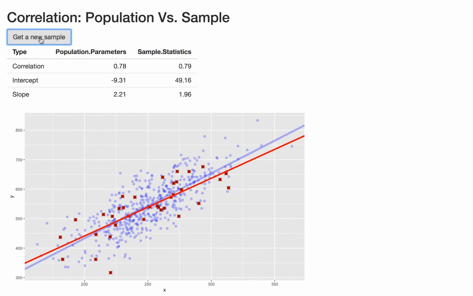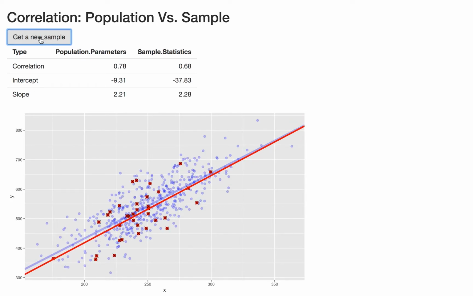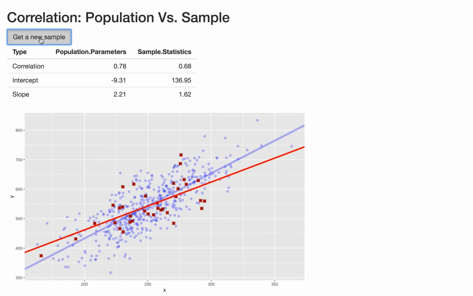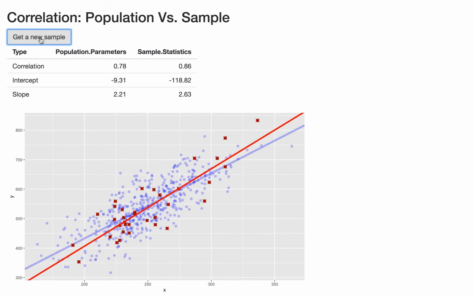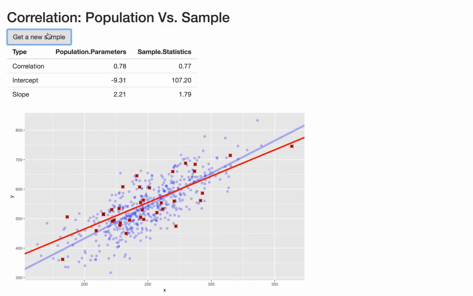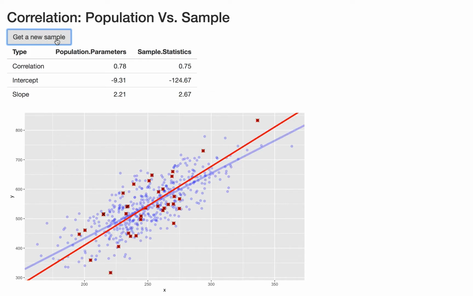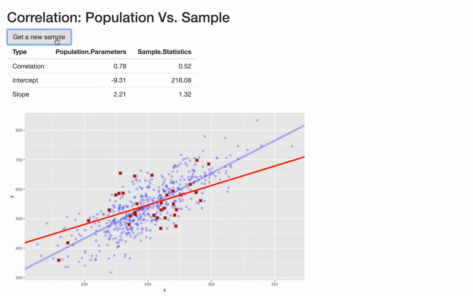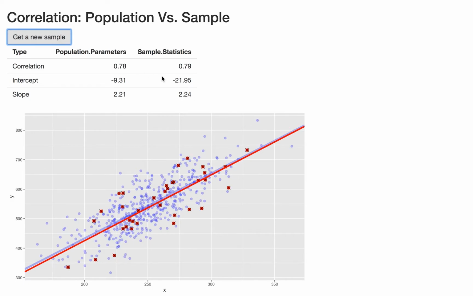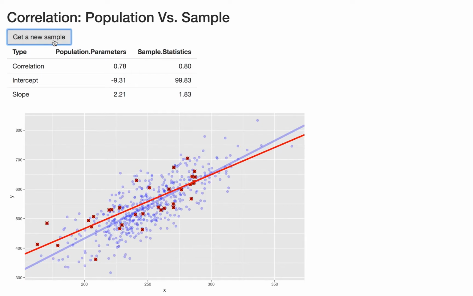And again, what the visualization is doing here is selecting at random from the population, and in red you see the sample that you've selected, and the red line represents the regression line built from that sample information. And what you see in the table here is that as you're selecting new samples, it's computing the sample correlation, the sample intercept, and the sample slope. And you see that they vary quite a bit away from the actual population level parameters. We actually see quite a wide swing in the intercept. The slope and the correlation are a little bit more stable.